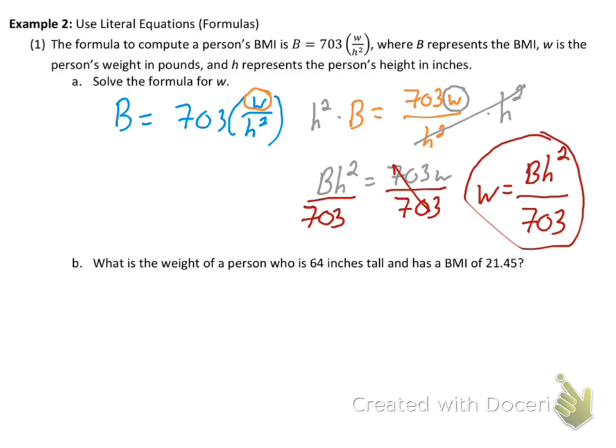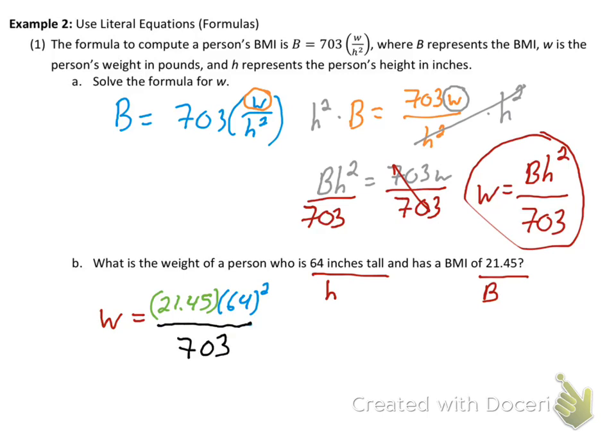And then I can use that if I wanted to know the weight of a person who is 64 inches tall, so that's their height, and their body mass index is 21.45, so that's their B. Then all I would have to do is in my equation that I just solved for, W equals their B, which is their body mass index, so that's 21.45, times their height, which was 64 squared, all divided by 703. So then, all I need to do is type that into my calculator.